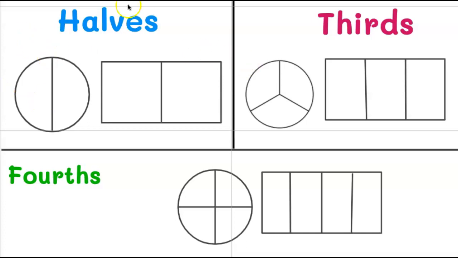As a review, we can split shapes into halves. When we split shapes into halves, they have two parts. 1, 2. When we split shapes into thirds, they have three parts. 1, 2, 3. And when we split shapes into fourths, they have four parts. 1, 2, 3, 4. So we've been working on this for a couple days, and you should have this part down.